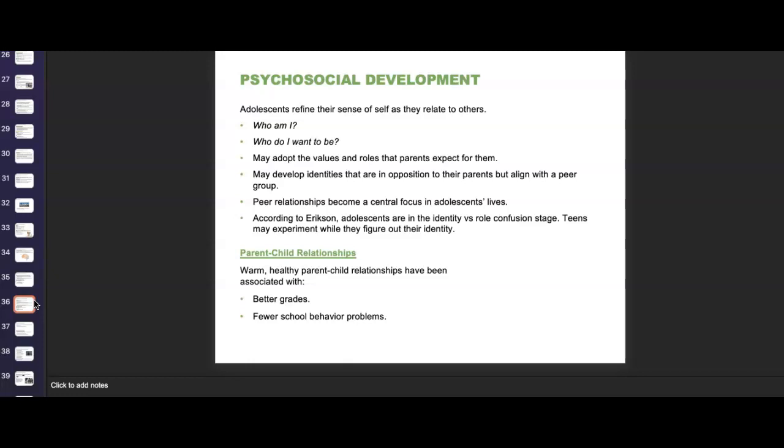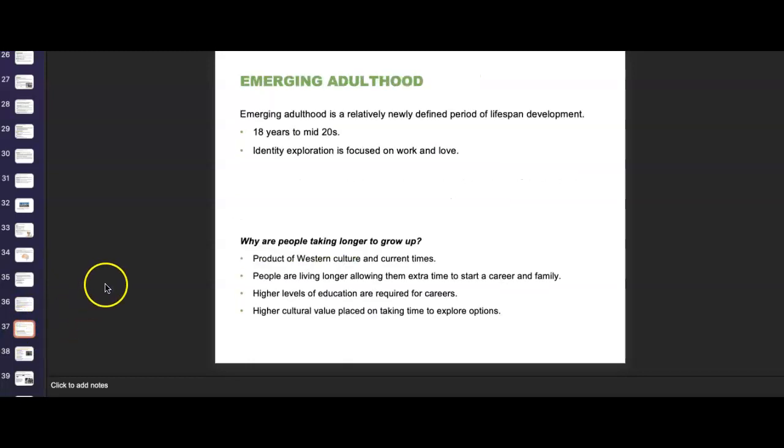Parent and child relationships. Warm, healthy parent-child relationships have been associated with better grades and fewer school behavior problems during the adolescent stage. From adolescence, we then go into emerging adulthood.